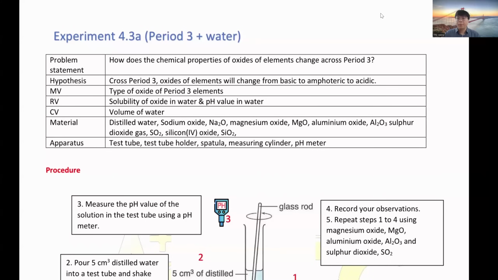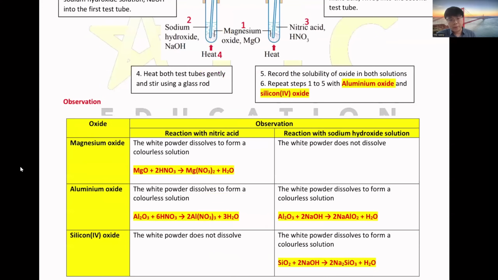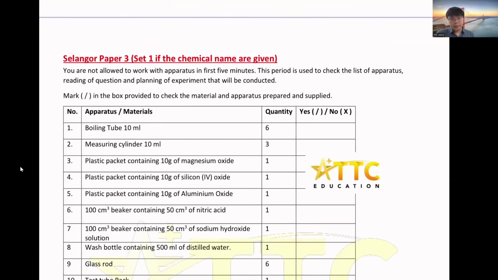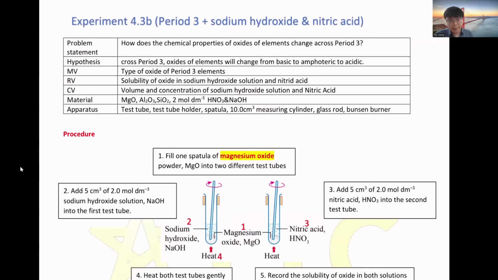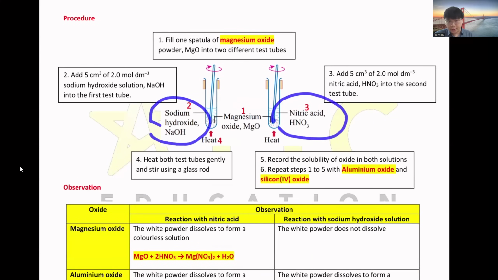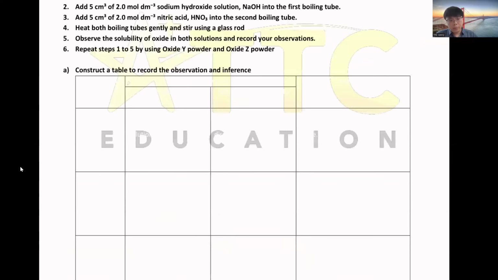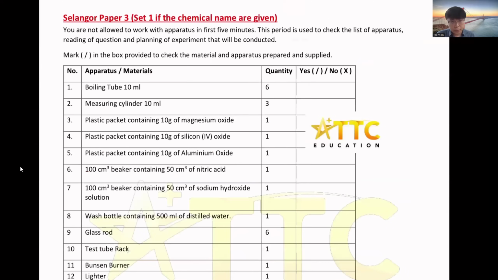So for tomorrow, Paper 3, Selangor Form 4 final exam, the experiment with a very high chance of appearing is this experiment: oxides of Period 3. Then you need to put in sodium hydroxide and nitric acid. So I will roughly go through the experiment with you. Okay, so we analyze what you're going to get tomorrow.